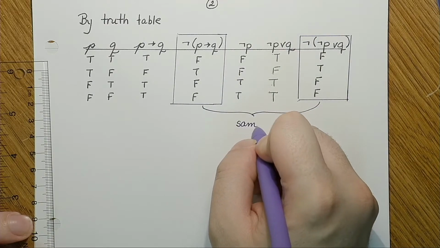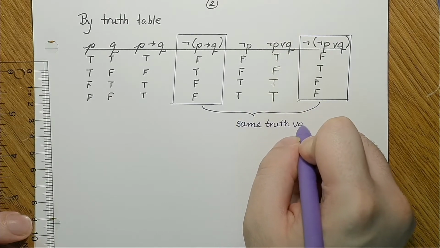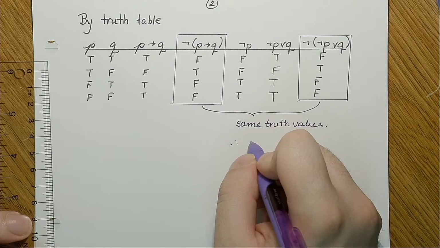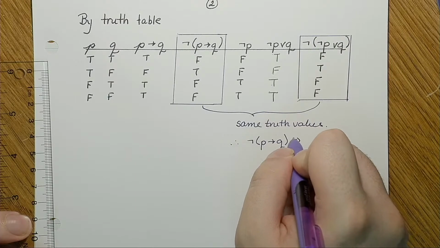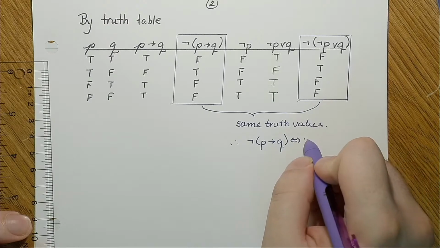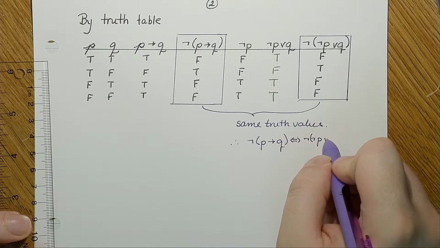These are the same truth values. So therefore, not P implies Q is logically equivalent to not P or Q.